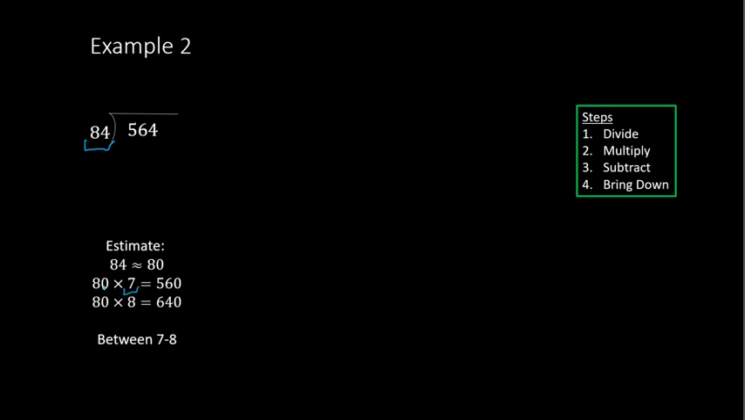or 8. So we can try 7 first because that was the number that gave us the closest result to the 564. It gave us 560. So if we put a 7 up here, we can try that out. So let's try a 7, and then we can do 84 times 7. That would give you 7 times 4, which is 28. So take the 8, carry the 2. 7 times 8 is 56, plus the 2 would be 58. So that would give us 588, which that number is too big.